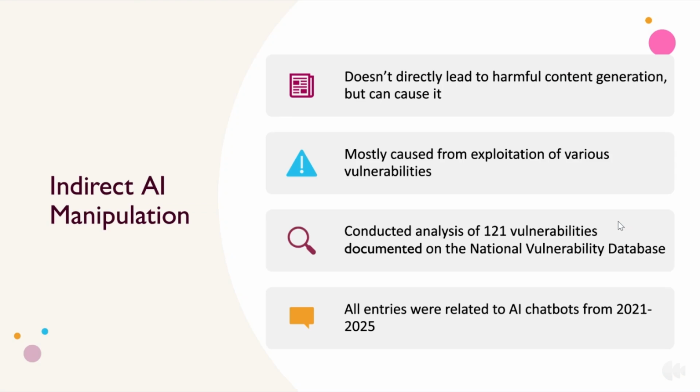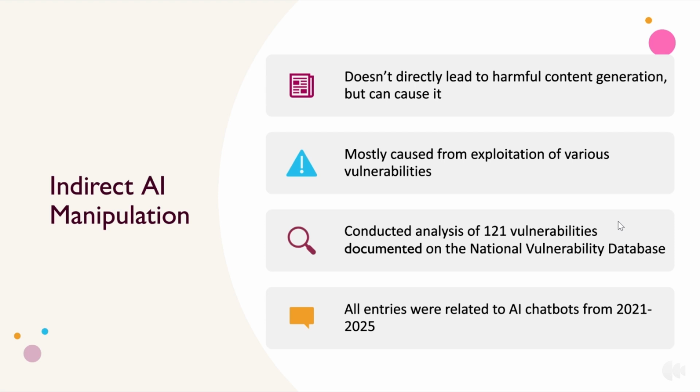So the second method that attackers can use to manipulate an AI is through indirect AI manipulation. This one is a little bit tricky because it's not through direct interaction right away, and it doesn't directly lead to the generation of harmful content. But it has been proven that it can cause it, and this is mainly through the exploitation of various vulnerabilities.